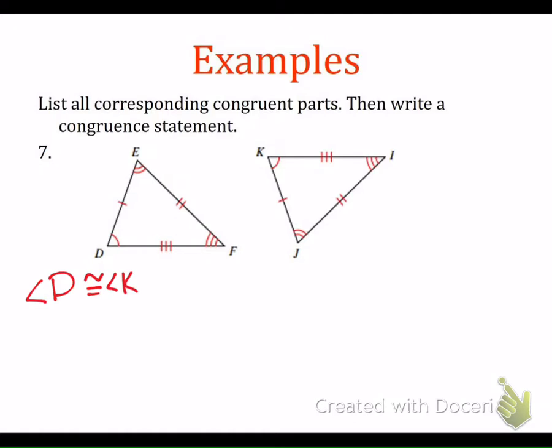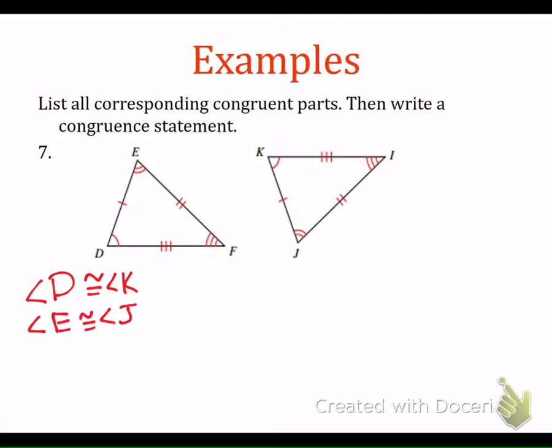All this goes in the angle box? Yes, you will have 3 pairs of corresponding angles and 3 pairs of corresponding sides. So yes, you'll have 3 pairs in your angle box, E and J, and 3 pairs in the side box. Angle E goes with which one? J.